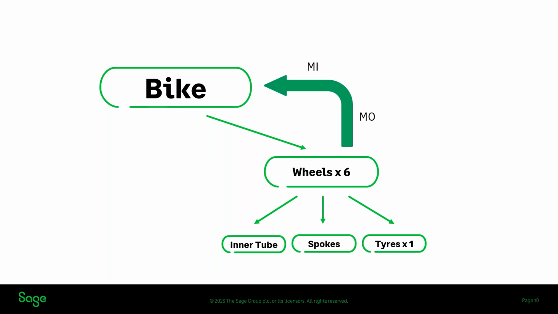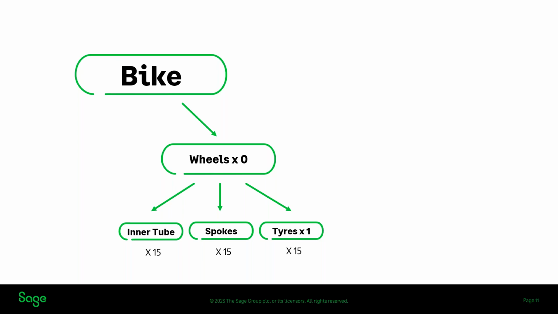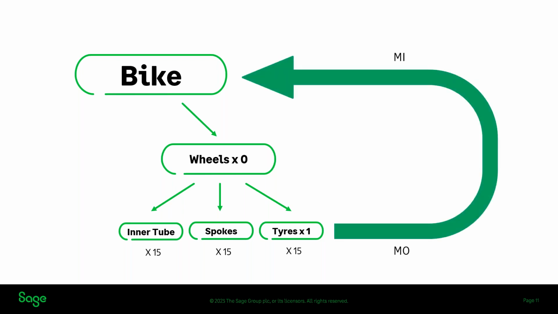But let's just say you don't sell the wheels separately and you don't have any wheels in stock. What that message meant is that you haven't got any wheels in stock, but because you've got the inner tube, the spokes and the tyres, during the stock transfer, it doesn't go to wheels first, then into bike. It just skips the wheel and it goes straight to the top level component. So you will only see a movement out of your subcomponents of your inner tube, your spokes and your tyres, and you'll see a movement in on your bike, which is top level.